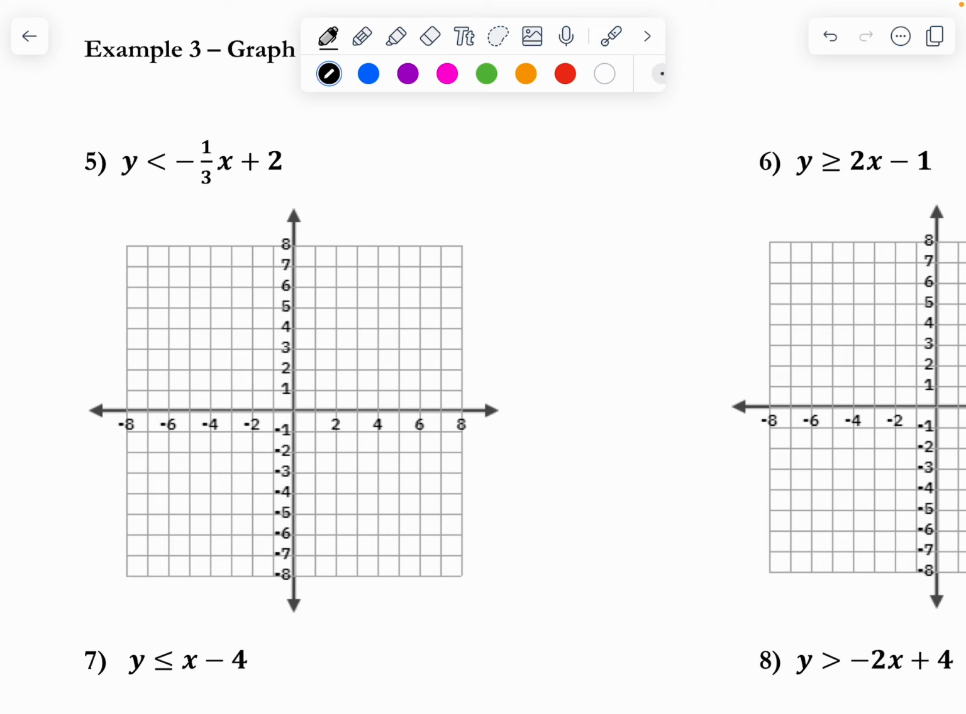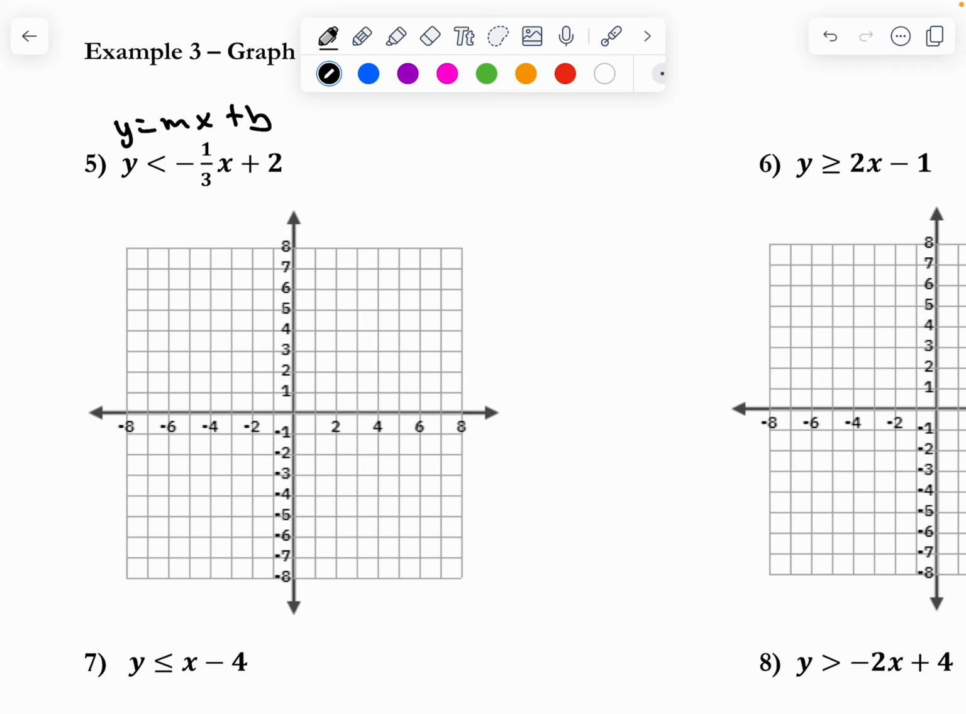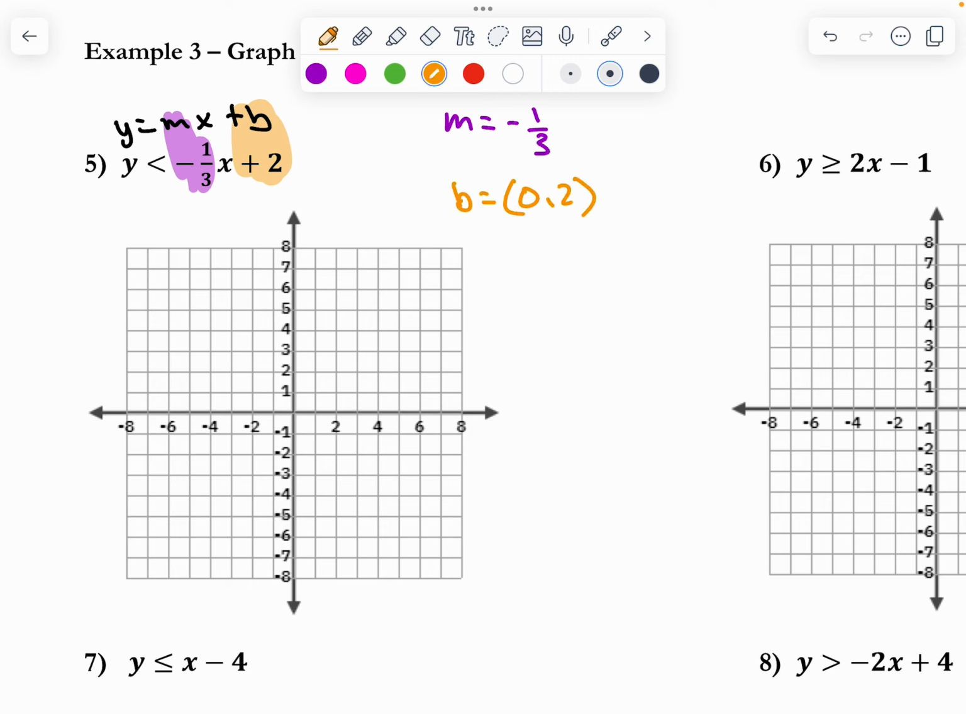So for those who remember, this is in y equals mx plus b, or in this case, it's an inequality, but it's same concept, right? My m is going to be this right there, my negative 1 over 3. And my b is going to be 0, 2. So let's go ahead and write those down. M is negative 1 over 3. And my b is 2, or remember, it's 0, 2. That's my y-intercept. So 0, 2, we're going to go ahead and write our first point.